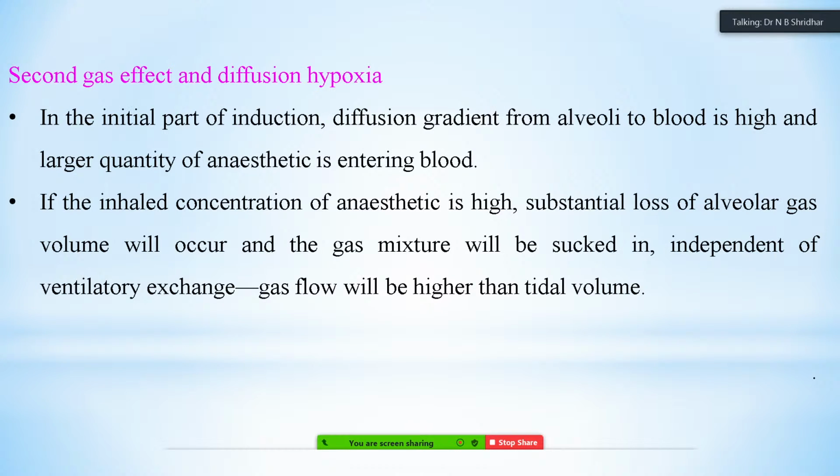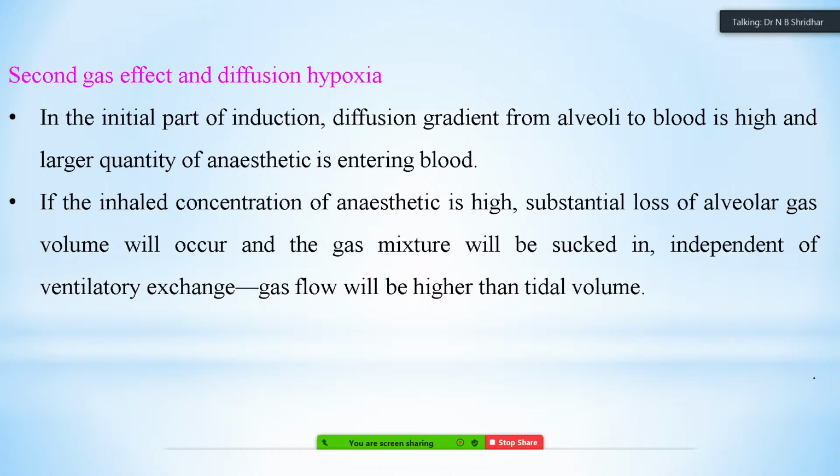Second, the gas effect and diffusion hypoxia is one of the factors to be learned as far as central nervous system pharmacology is concerned. What's the second gas effect? In the initial part of the induction, the diffusion gradient from alveoli to blood is high, and a larger quantity of the anesthetic is entering the blood. That's very well understood.